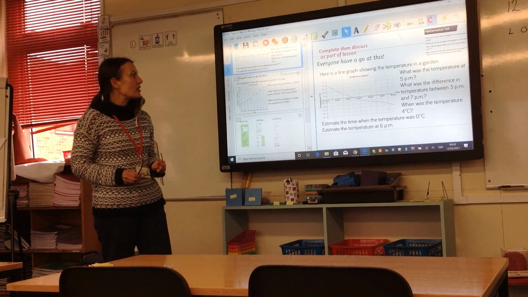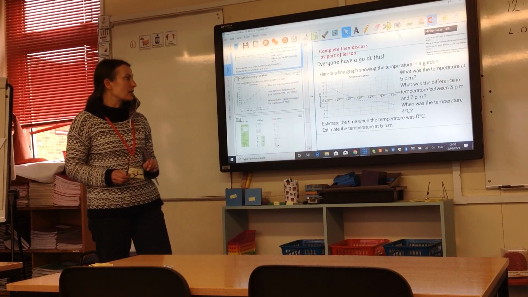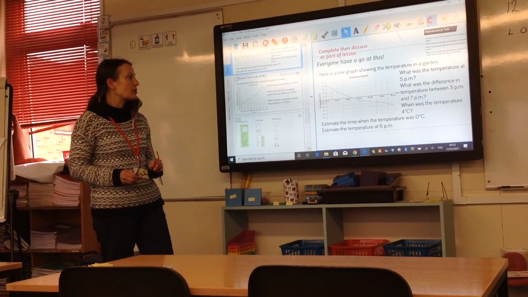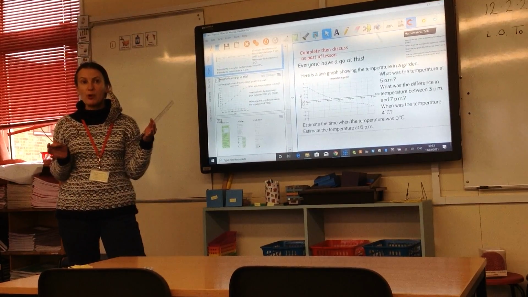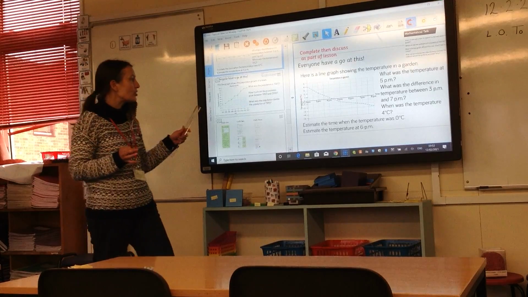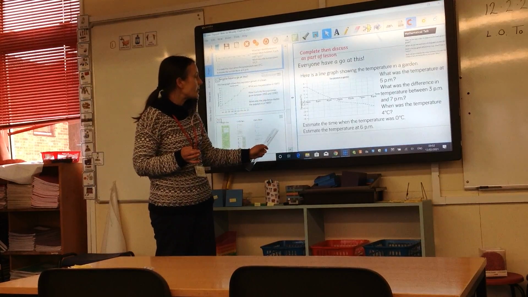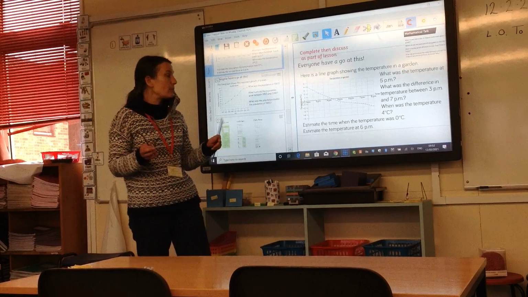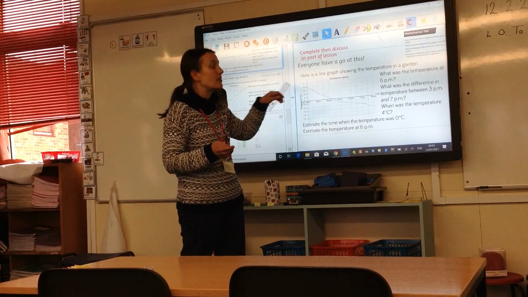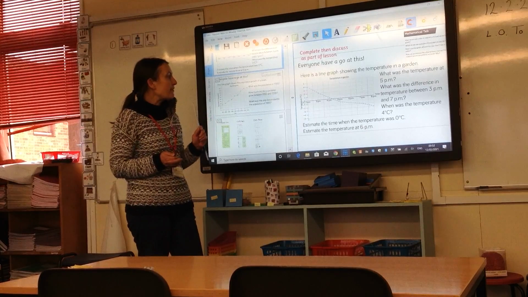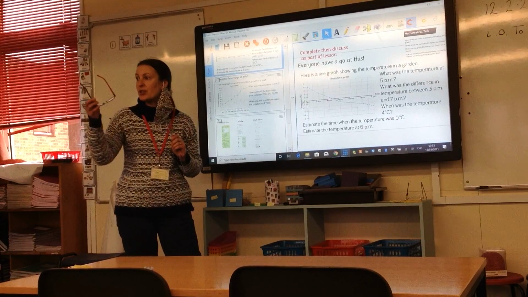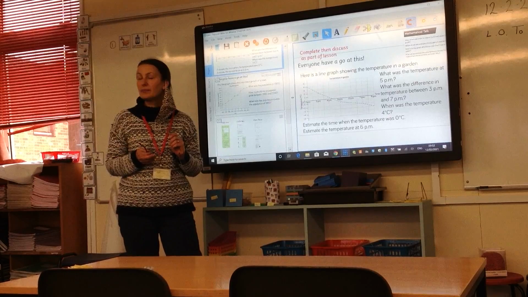So here we've got a line graph showing the temperatures in a garden. The first question is, what was the temperature at 5 p.m.? Well, first of all, I'm looking at what information this graph shows. We've got a y-axis, which shows the temperature, and an x-axis, which shows the time of day. So we're looking at 5 p.m., so we've got to go across. The temperature at 5 p.m.